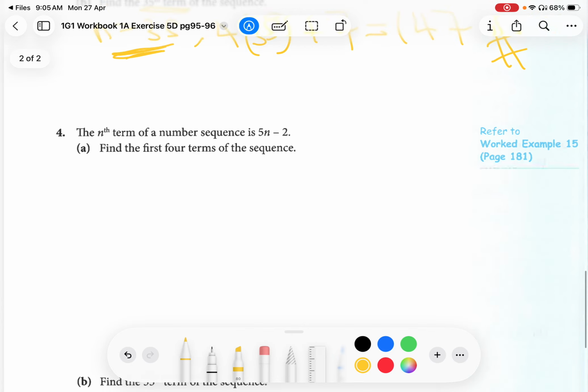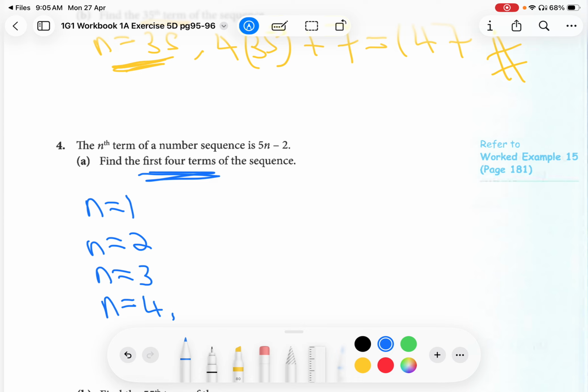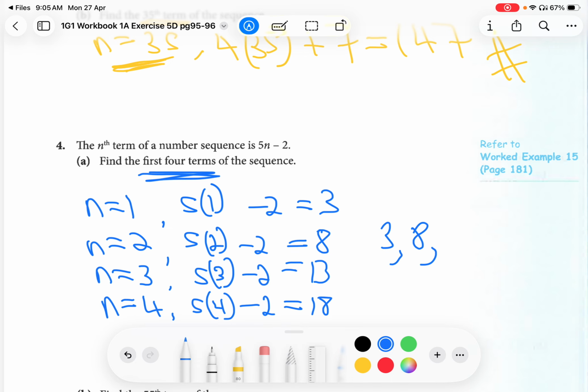Okay, the next one. The nth term of a number sequence is 5n minus 2. Find the first four terms. Again, the same thing. First four terms: when n equals 1, n equals 2, n equals 3, n equals 4. So 5 times 1 minus 2 is 3. 5 times 2 minus 2 is 8. 5 times 3 minus 2 is 13. 5 times 4 minus 2 is 18. So the first four terms are 3, 8, 13, and 18.